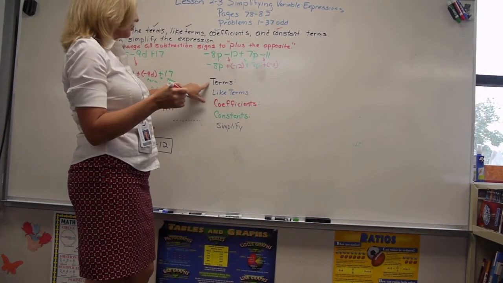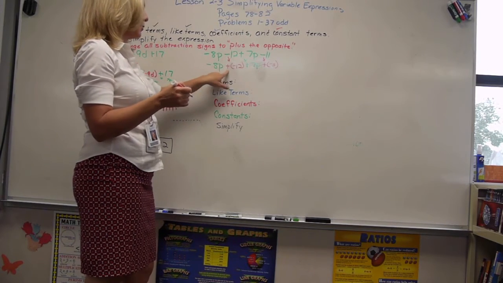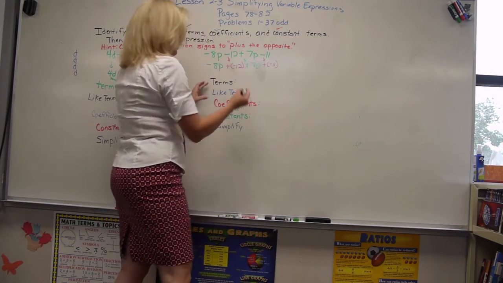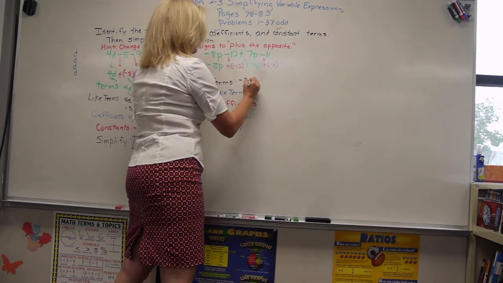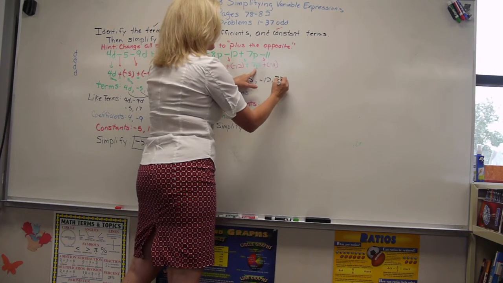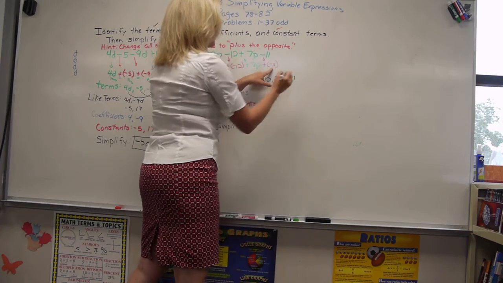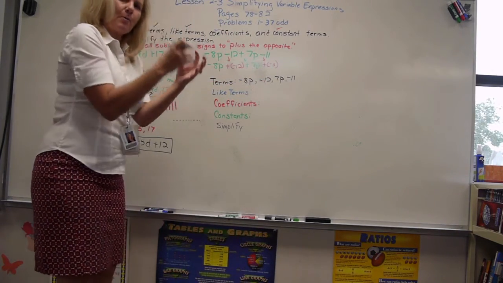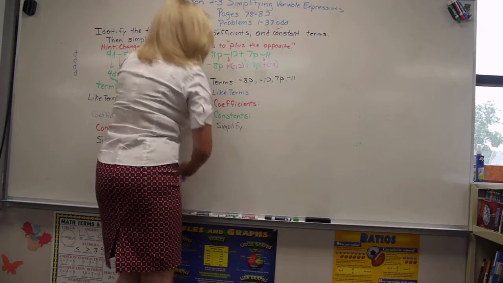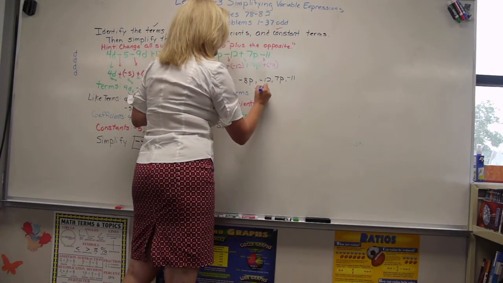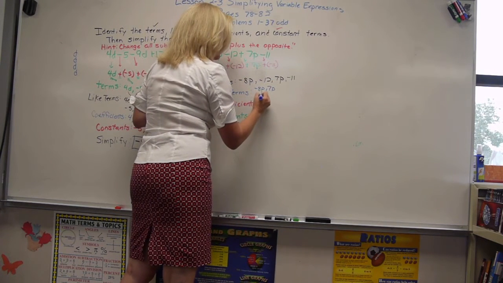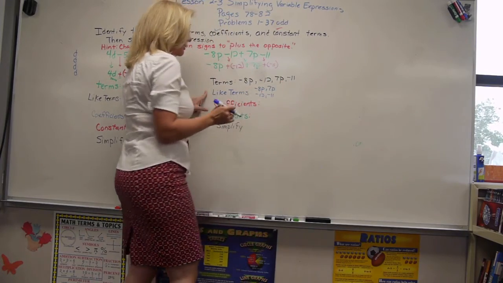So when we look at this, if we're going to look at the terms, again, it's what's separated out by the addition and subtraction signs. So I see my terms here are negative 8p. I see a term of negative 12. I see a term of 7p. And I see a term of negative 11. Now my like terms are all my variables and all my constants. So when I look at my like terms, well, negative 8p and 7p are alike. And negative 12 and negative 11 are alike.